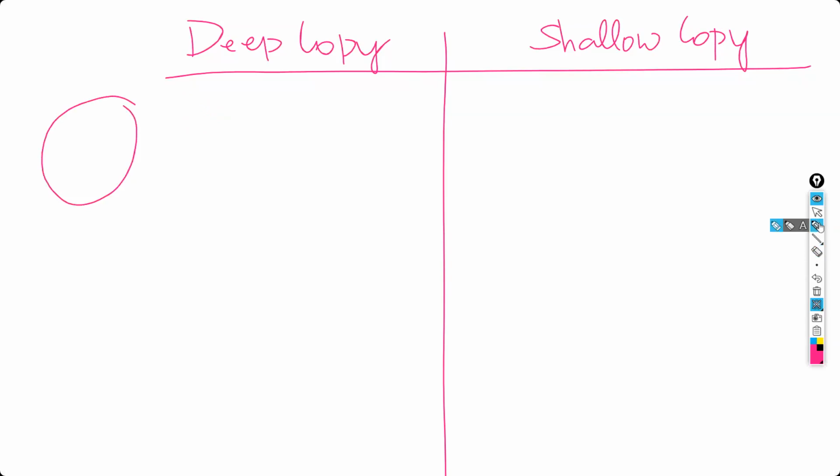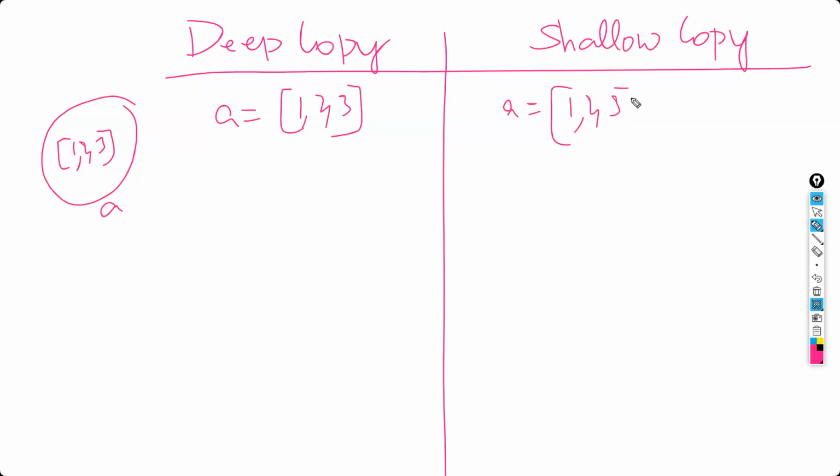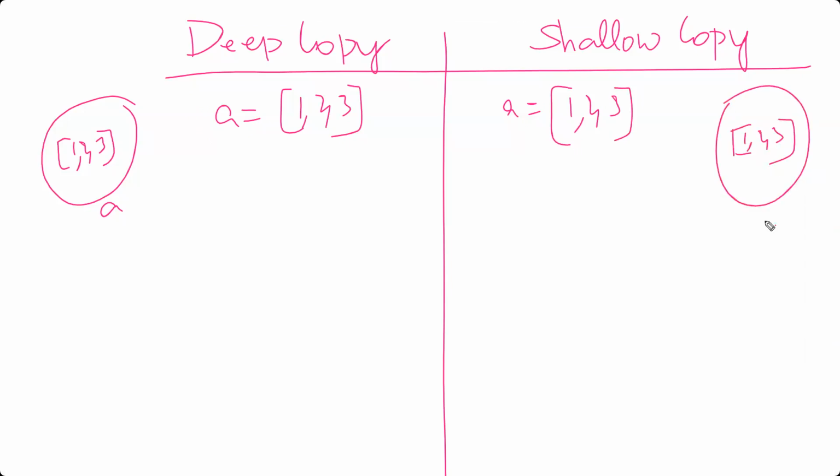A is equal to list of 1, 2, 3. Okay. List of 1, 2, 3, a list with the name A. Completed. A is equal to 1, 2, 3, and it is going to create one object 1, 2, 3 with the name A. Okay. Now B is equal to A.